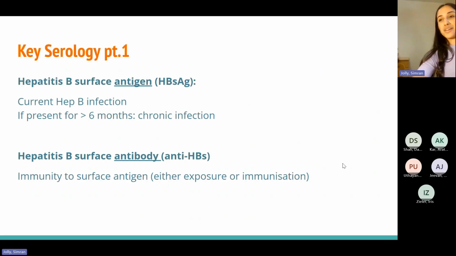So if you hopefully remember back to pre-clinical, your antigen is your marker. So if you've got a hepatitis B surface antigen, that's implying that you've got the actual infection itself, so a current hepatitis B infection. And if you've had that antigen for over 6 months, that's indicative of, or defines, a chronic infection. You then also have your hepatitis B surface antibody, which implies that you've got some sort of immunity to the antigen, whether that's through past exposure or past immunization. And if you're born in this country, it's more likely to be immunization.